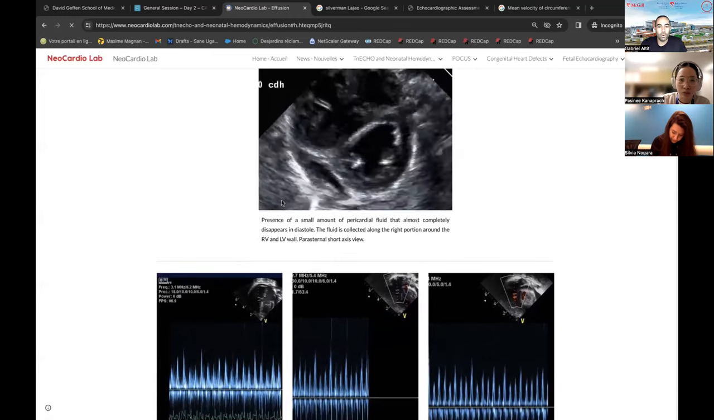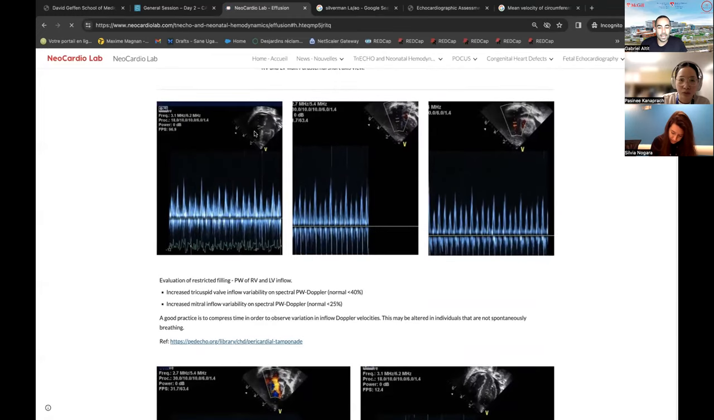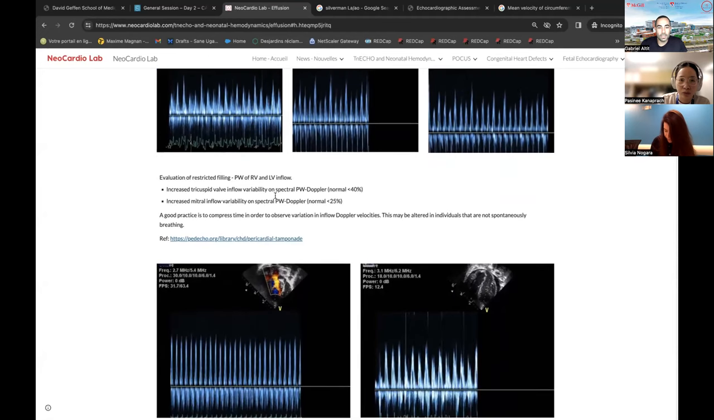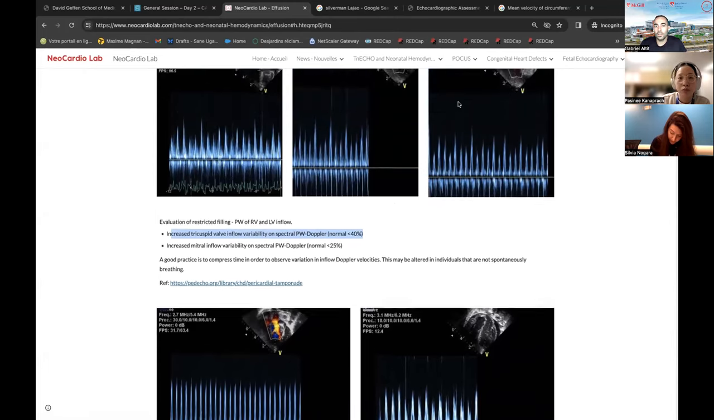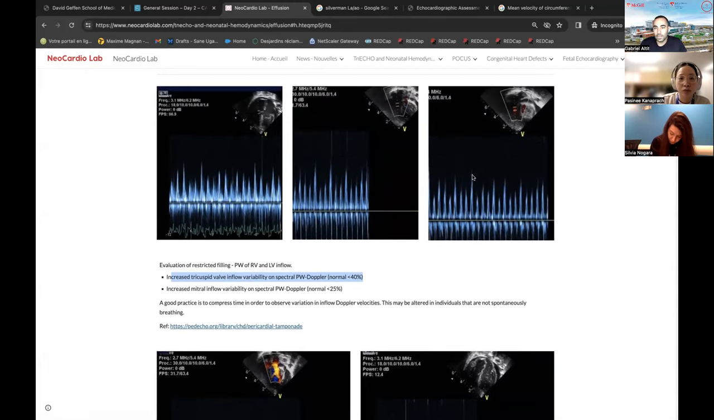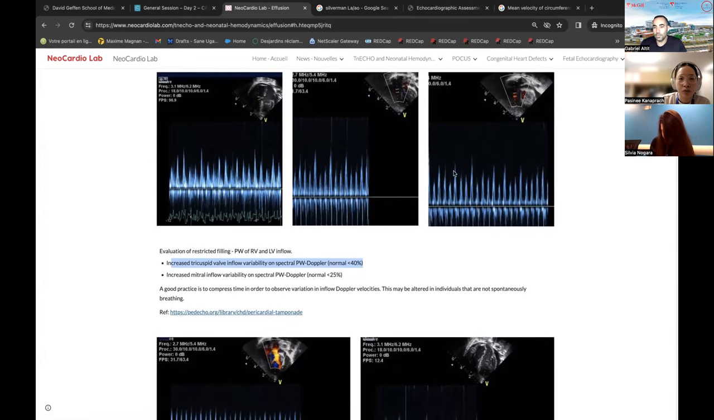So you can see that both for the tricuspid side. So here you're on the tricuspid, tricuspid, tricuspid. You can also see that on the mitral side. So this is the mitral side where you get variability. And the cutoffs are not exactly the same. So we say that the normal variability is less than 40%. So if you take your higher peak and your lowest peak, there should be a difference. If you get a difference of more than 40%, then obviously this is abnormal.